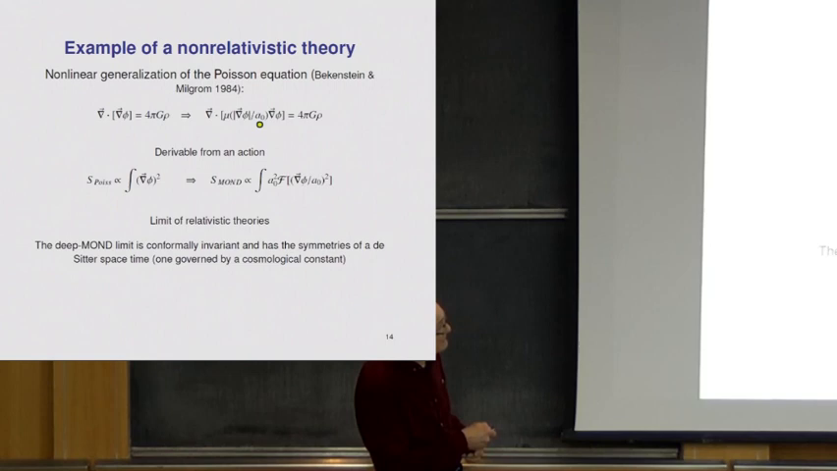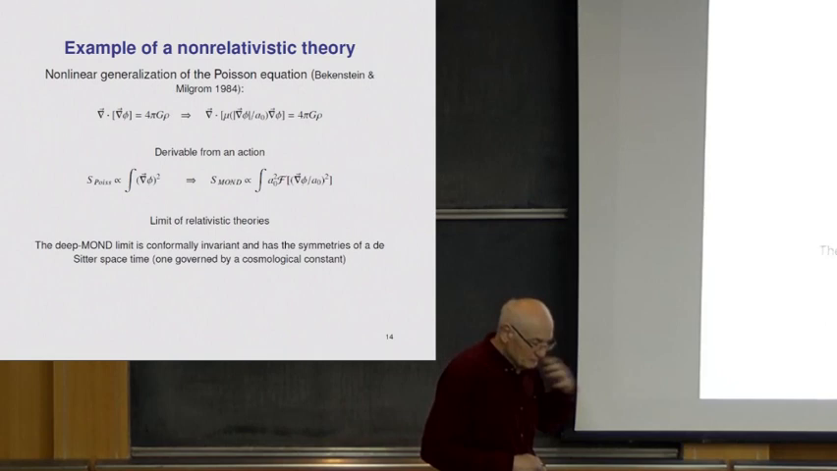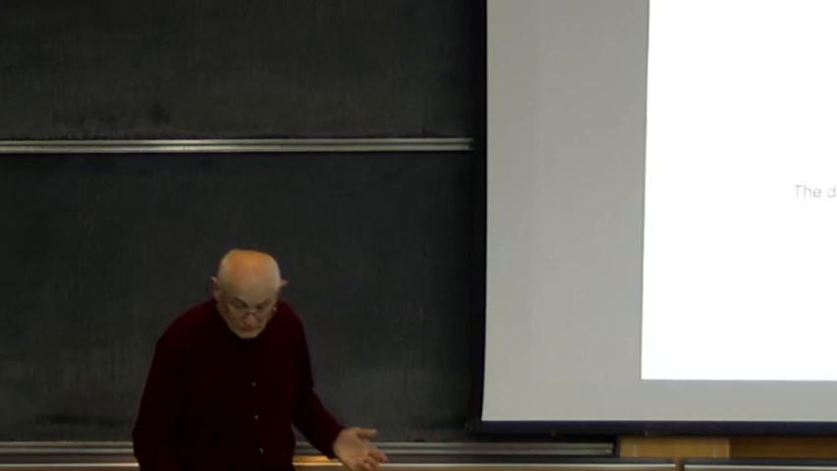In the limit where a naught goes to zero, this mu has to go to one, and you restore the Poisson equation, standard dynamics. In the opposite limit, scale invariance dictates some behavior, and then you get MOND. This theory, for example, is derivable from an action, so it has all the standard conservation laws, from Noether's theorem, from the symmetries, and so on. It is also a limit of MOND relativistic theories, so it looks like a good theory. So it's one of the theories that we use for calculations, for predictions.